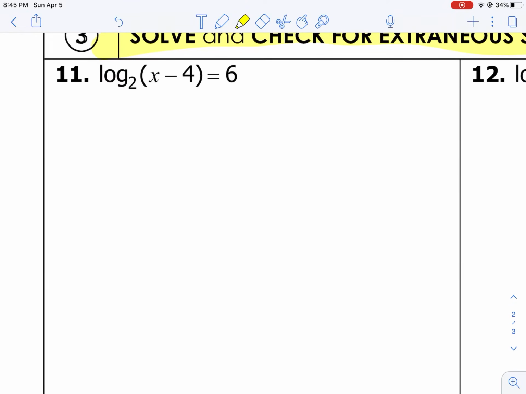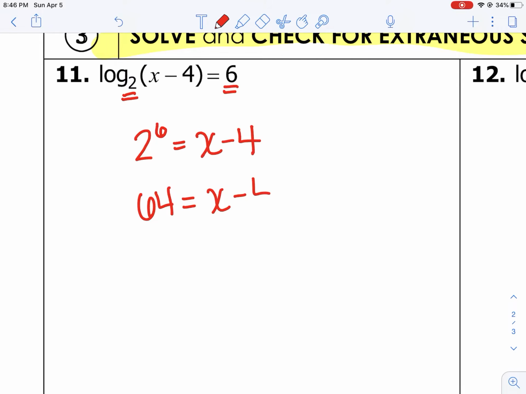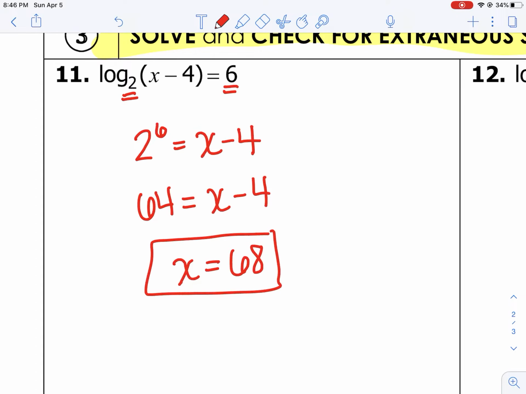So number 11, there's nothing to condense here, so I'm just going to go ahead and write it in exponential form, which would be my base to the 6th power. So 2 to the 6th power equals x minus 4. 2 to the 6th power is 64, and then I'm going to solve this by adding 4 over, so x equals 68. Again, check it, make sure you're not getting a negative log. 68 minus 4 is 64, so you're good to go. This checks out.